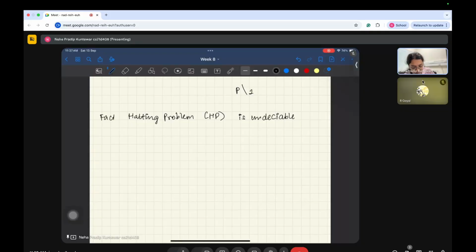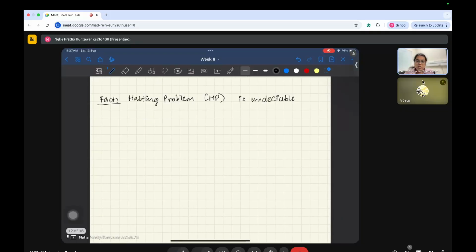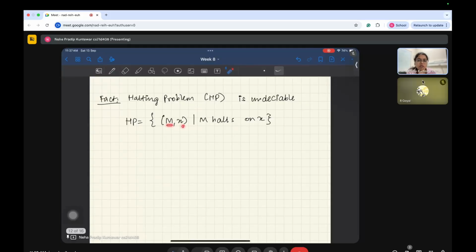This is a fact that we will use for now. We will not prove this. So, what is HP? HP is the set of all (M, x) such that M halts on x. So, it is the set of all machines, comma, inputs, where the machine on that particular input halts. It may accept or reject, but it doesn't loop. So we know that this problem is undecidable.